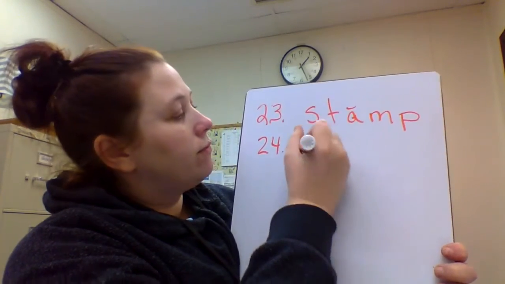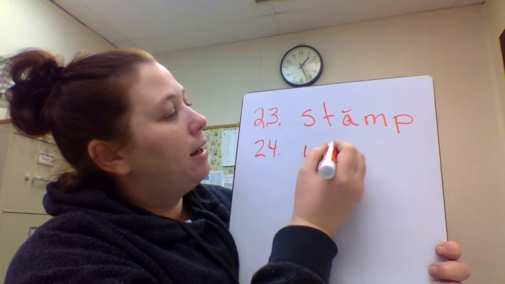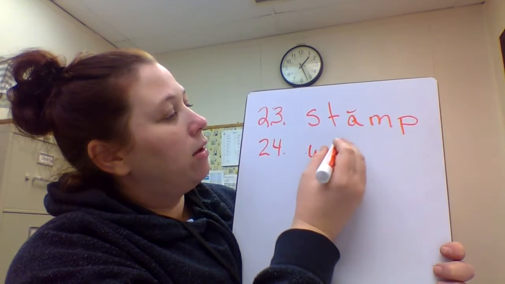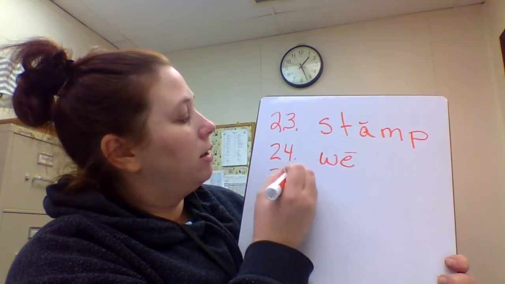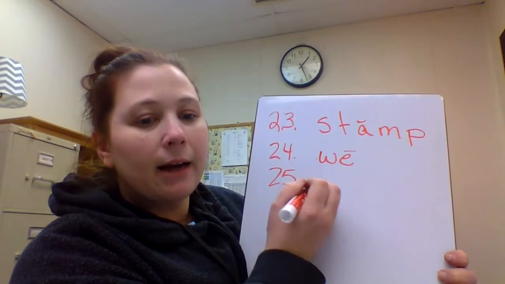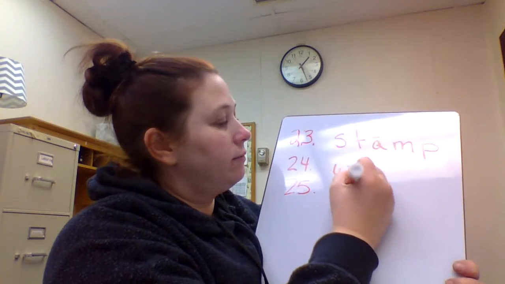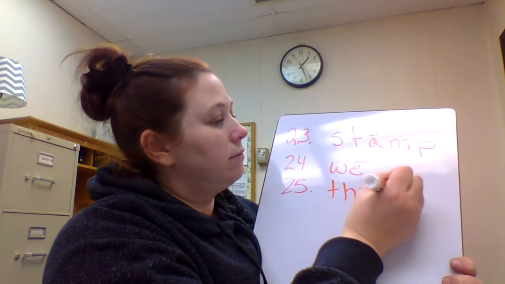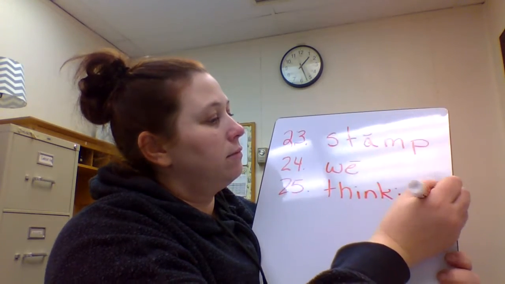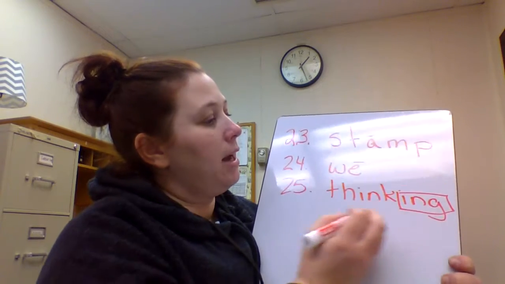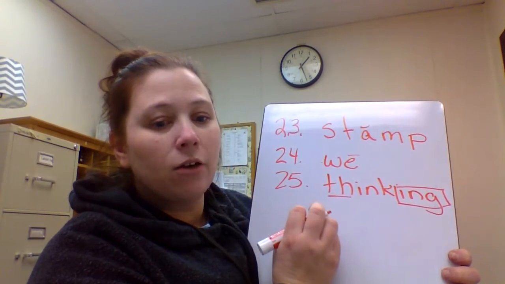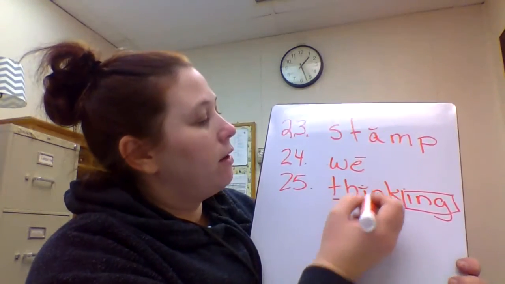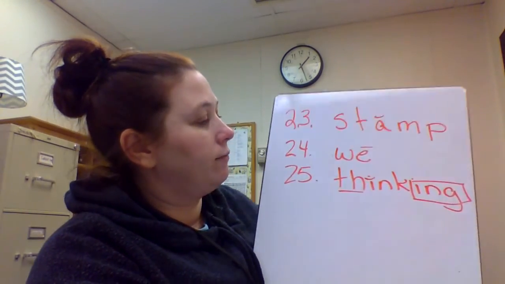We. We just have a vowel open, so it gets a macron. And it says its name. We. 25. Thinking. We're going to box off the ING. Underline the TH blend or digraph and a breve under the I.